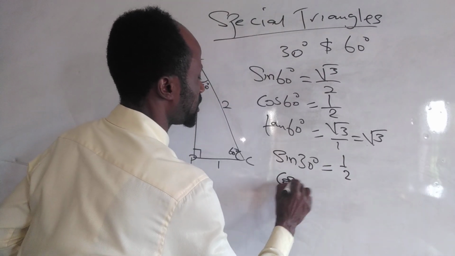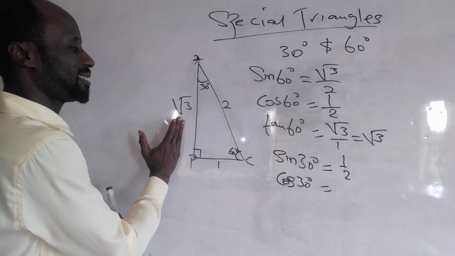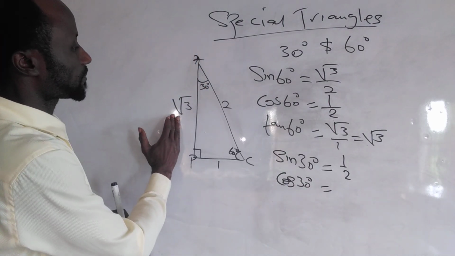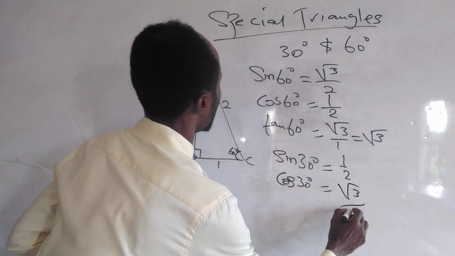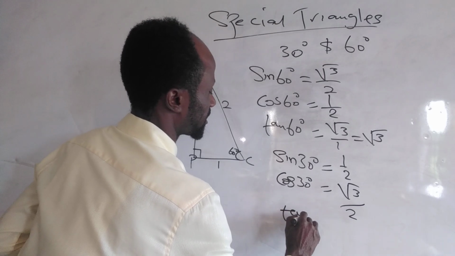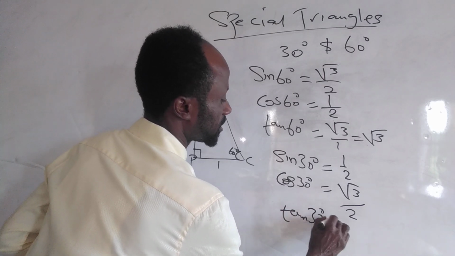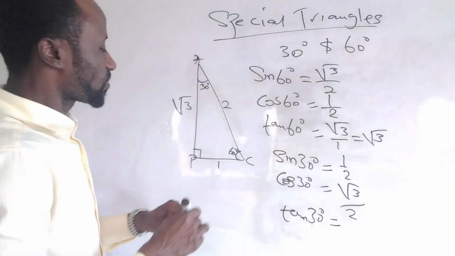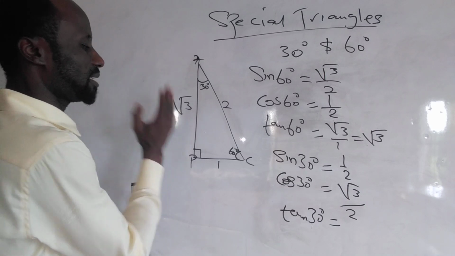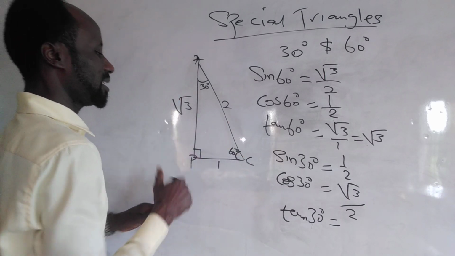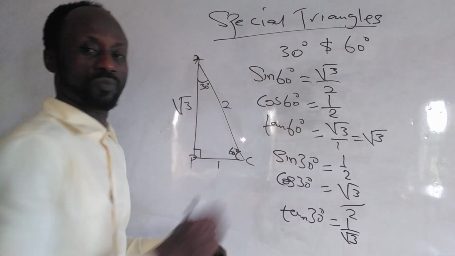Then what is cos 30 degrees? Cos at this point is adjacent all over hypotenuse. That means root 3 all over 2. Then tan 30 degrees. What is tan? Tan is opposite all over adjacent. That is 1 all over root 3.